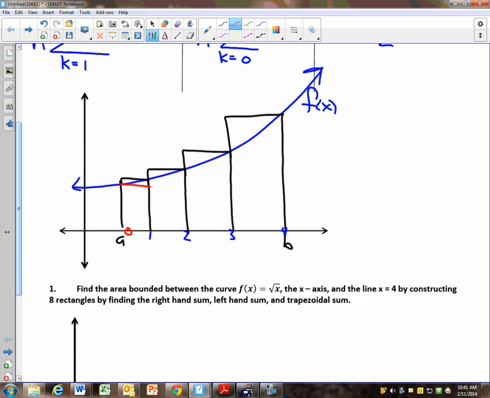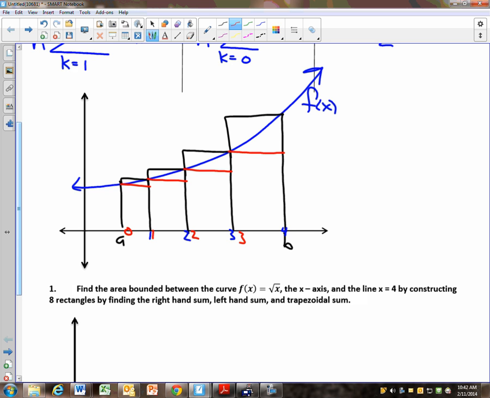Now watch this. When I do the next rectangle, is that a new height or is it the same height? It's the same height as which one? It's the same height as rectangle 1, isn't it? And then when I do 2, is that the same height or new height? Same. That's from rectangle 2. And then the same, that's from rectangle 3. So do you see that for the left hand, I go 0, 1, 2, 3, but for the right hand, I go 1, 2, 3, 4.